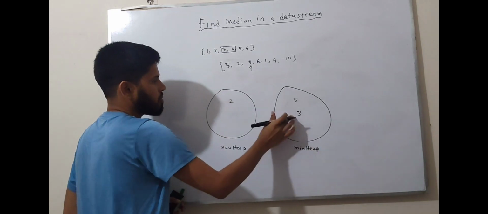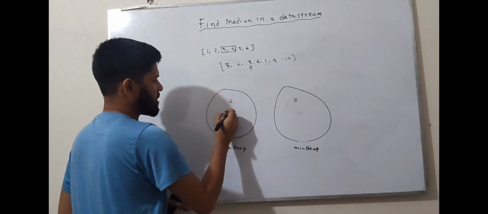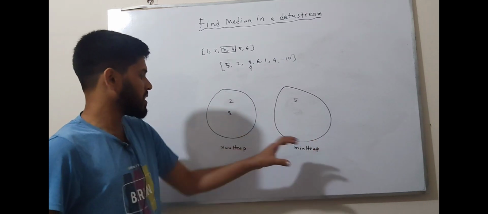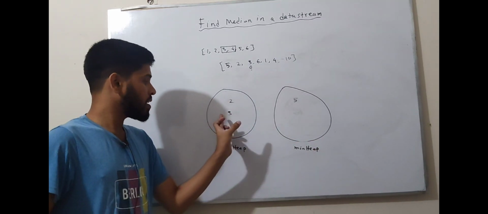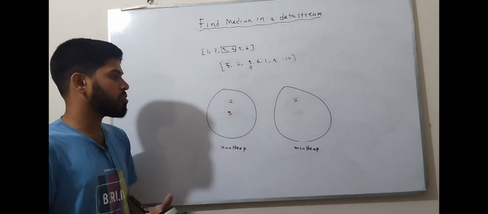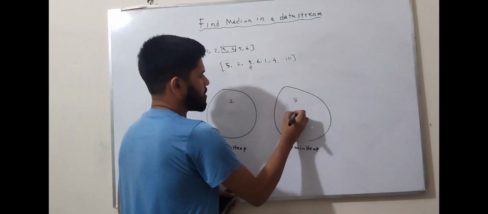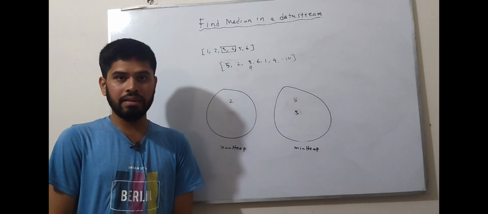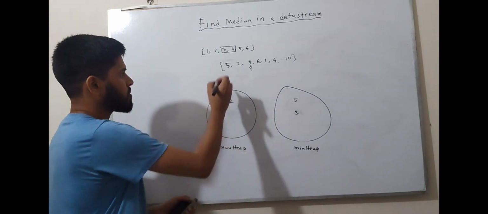Let's remove the minimum from here, 3. Let's put it back in our max heap. So 3. We see the size of the min heap is less than the max heap. So let's pull or remove the peak element, which is 3, and let's put it back here. Now, if I ask you, please tell me the median. What is the median in here?